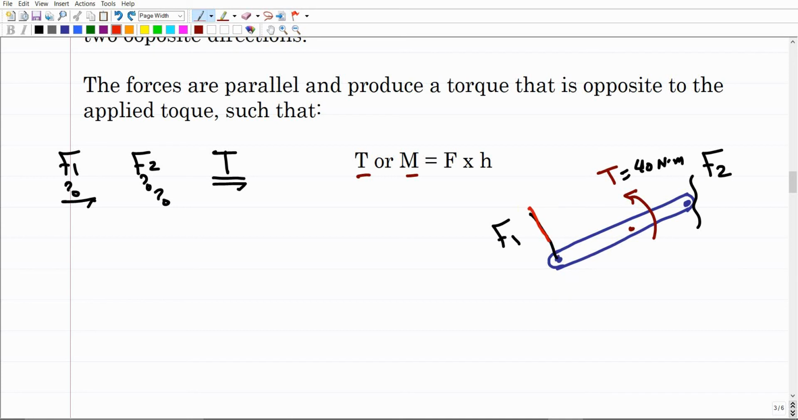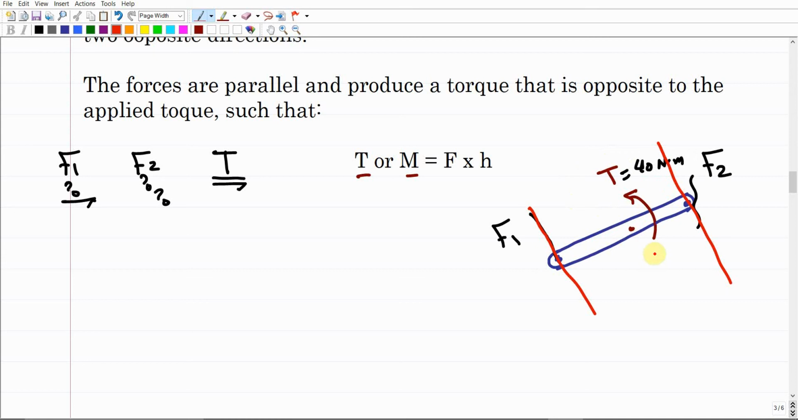This direction was given, and the other force should definitely be parallel to it, with one going up and the other going down. We can specify their directions, up or down, in such a way that the moment or the torque produced by F1 and F2 is opposite to the torque already acting on the membrane, to achieve static equilibrium.